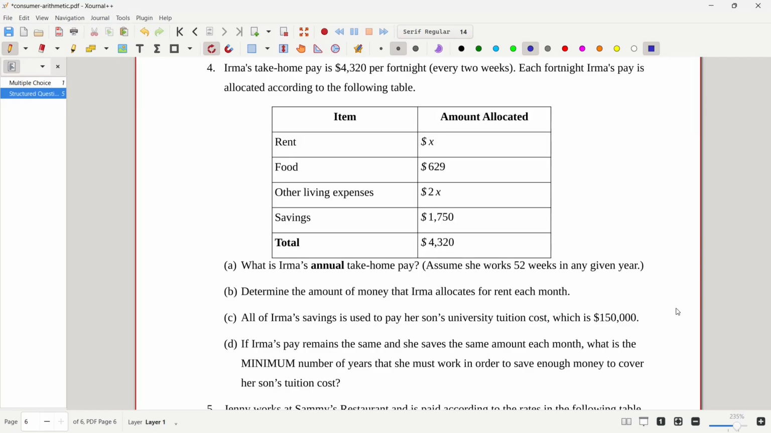All of Irma's savings is used to pay her son's tuition costs, which is that if Irma pays, this is not a part of the questions again. Wow, do a lot of that.